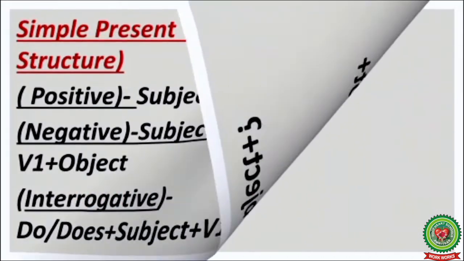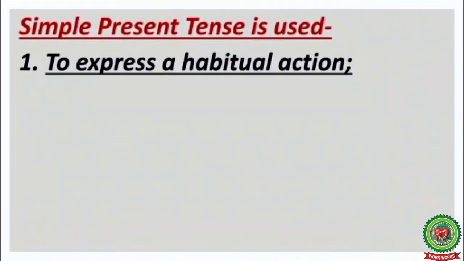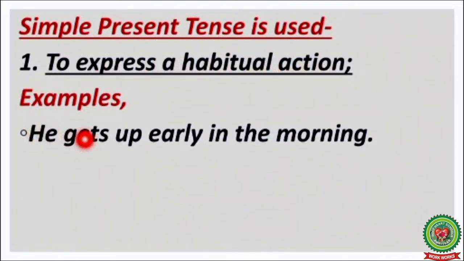Now students, simple present tense is used firstly to express a habitual action. Let's take examples. He gets up early in the morning. Now students, here we have used simple present tense because here the same activity is repeated. It is for the regular activity. He gets up early in the morning means same action is repeated every day.